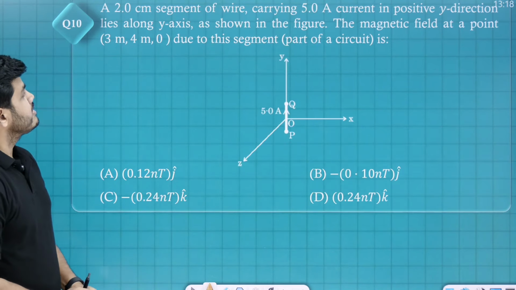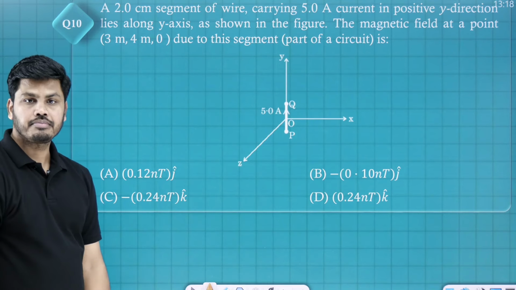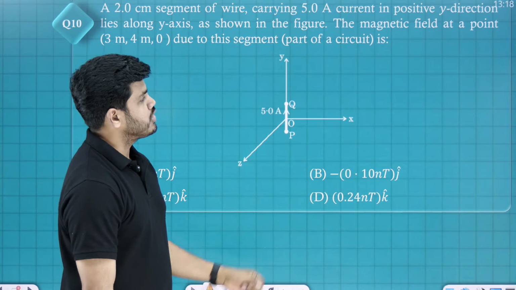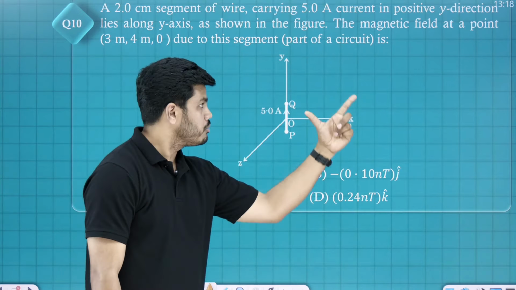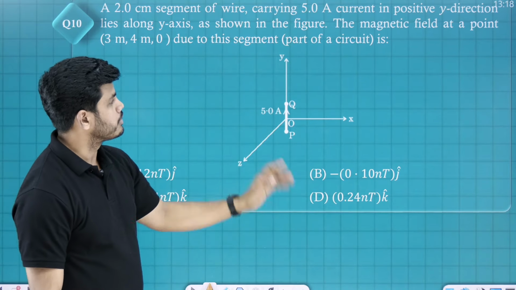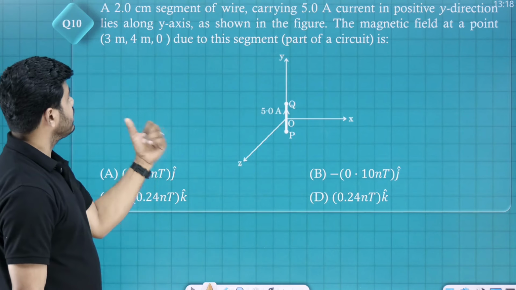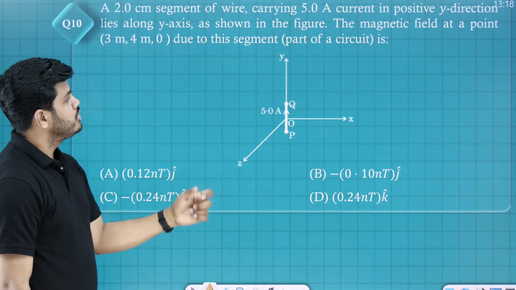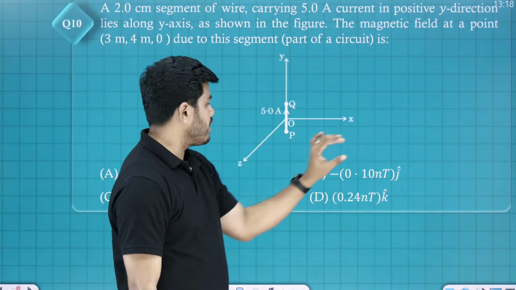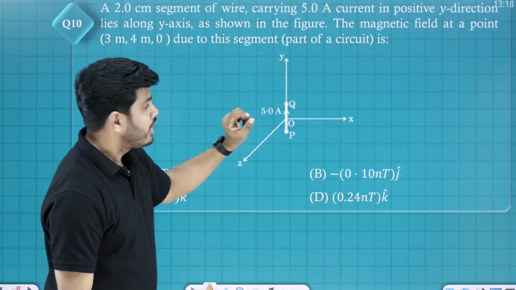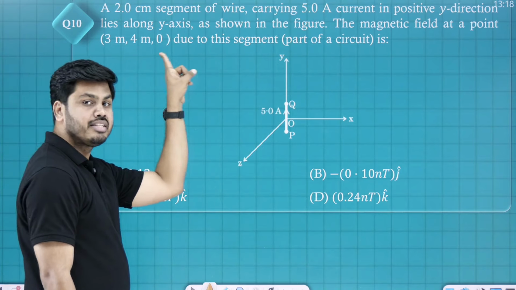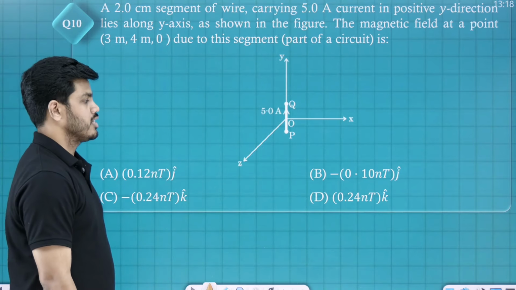Next one. A 20 centimeter segment of wire carrying 5 ampere current in the positive y direction. See, be careful about the directions given. It lies along the y-axis as shown in the figure. The magnetic field at the point 3 meter, 4 meter, 0 due to this segment, part of a circuit. You are asked to find the magnetic field due to a small line element at a given point. Where is that point lying? x, y, 0. So that point lies in the xy plane.